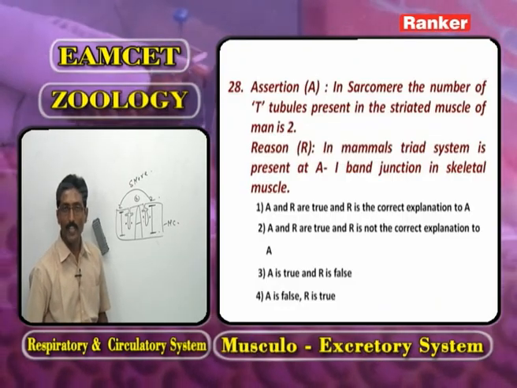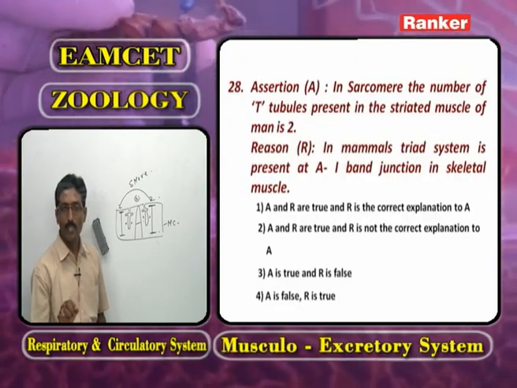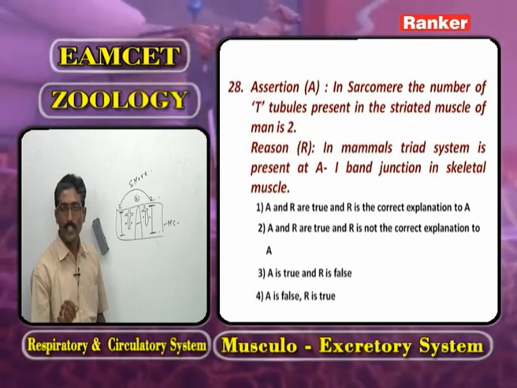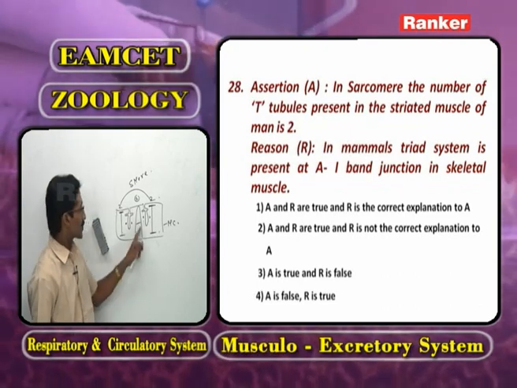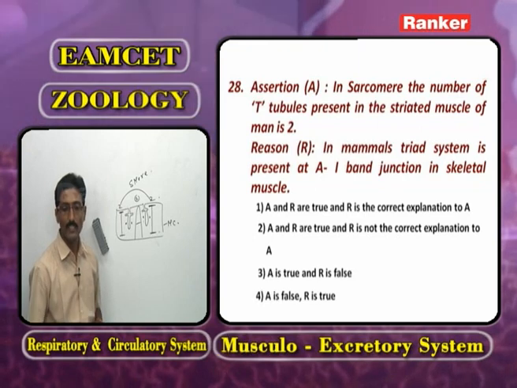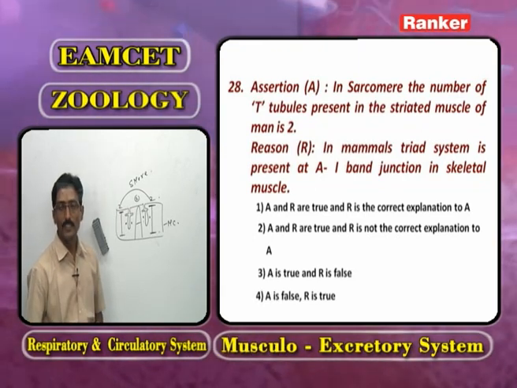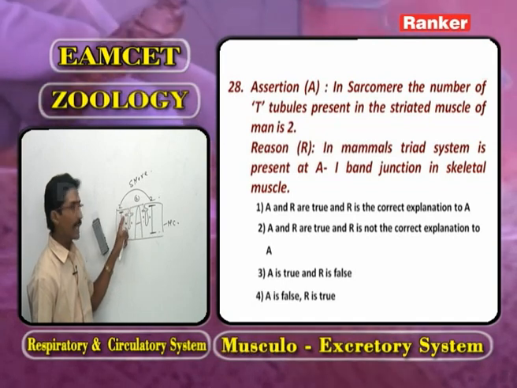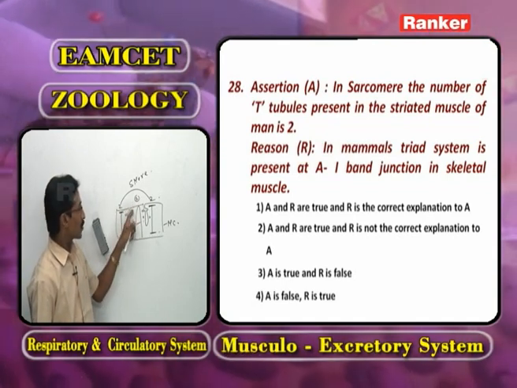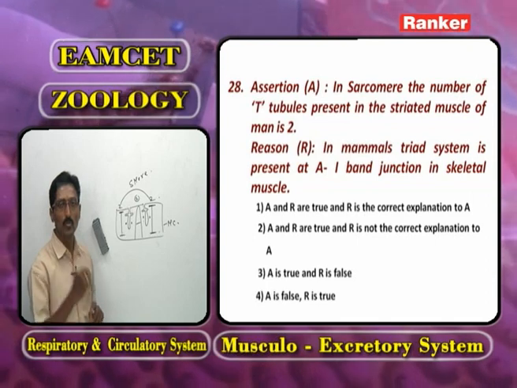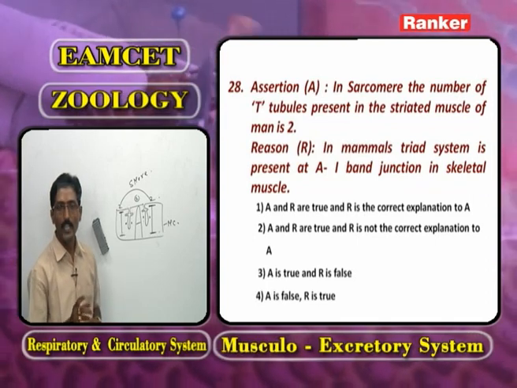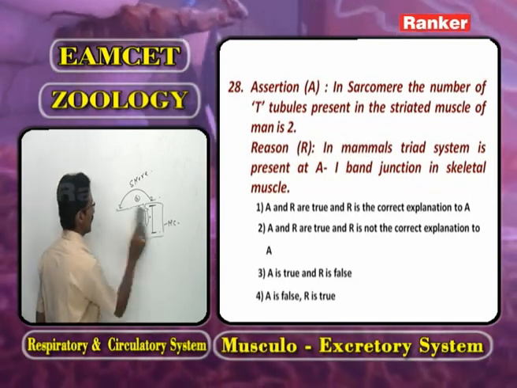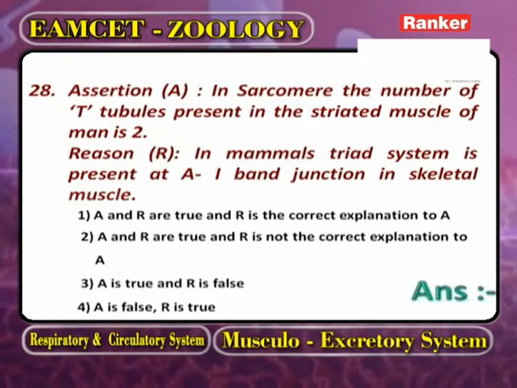Here what is the assertion? In a sarcomere, the number of T-tubules present in the striated muscle of man is 2. That is correct, because the reason is that in mammals the triad system is present at the junction of A and I. So in a sarcomere, how many triads? 2. So both are correct, and the reason explains the assertion. Now we move to the next question.